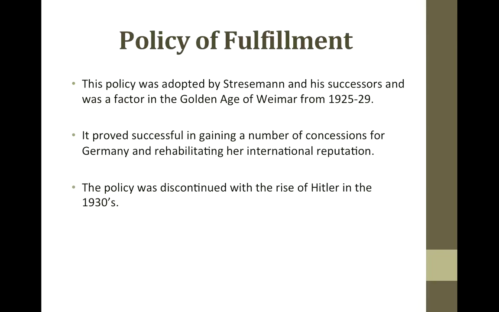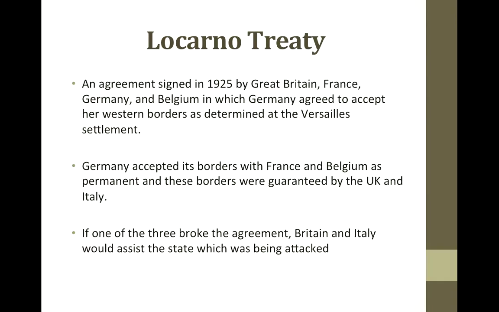All right, so Stresemann and his successors did adopt this whole policy, and it did prove to be successful, and a lot of concessions were granted to Germany. All right, and of course, when Hitler rose to power in the 1930s, the policy was discontinued. All right, one of the things that we're going to see, though, is this Locarno Treaty, which is an agreement that was signed in 1925 by Great Britain, France, Germany, and Belgium. All right, and basically, when we talk about this whole policy of fulfillment and this Locarno Treaty, it's the fact that Germany agreed to accept the western borders as determined at the Versailles Settlement.